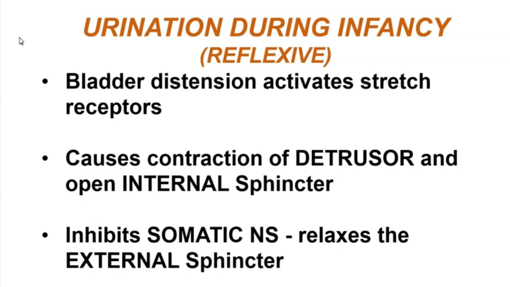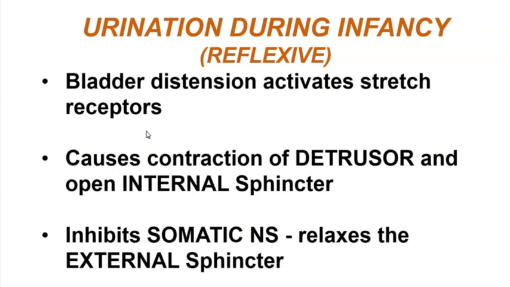The reflex for urination begins with bladder distension. So as the urinary bladder fills, it's going to distend or stretch. And this activates stretch receptors in the wall of the urinary bladder. This is going to send sensory information or sensory impulses to the sacral region of the spinal cord.